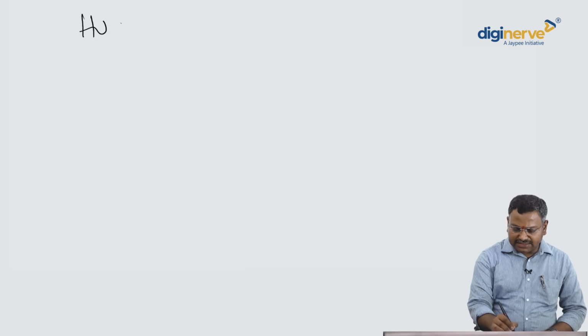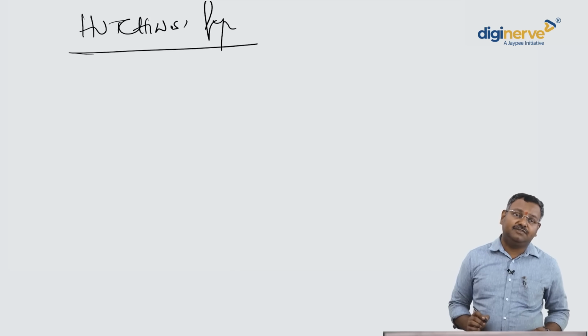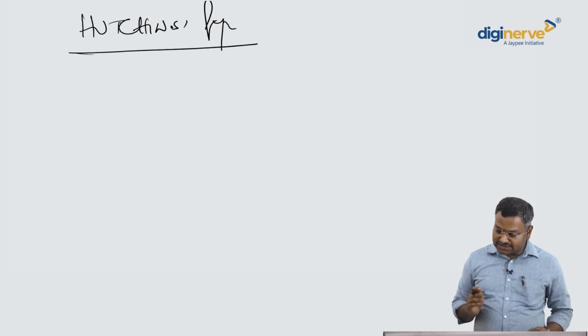Next, you look at the Hutchinson's pupil. This is seen in a comatose patient. The pupillary reflex is lost, with a dilated pupil, seen in herniation, especially uncal herniation.